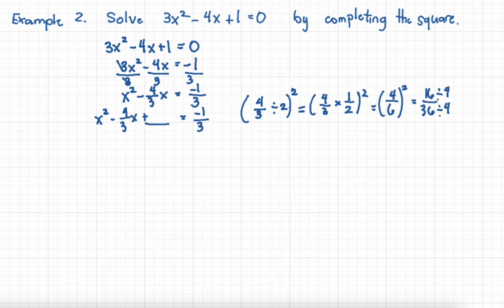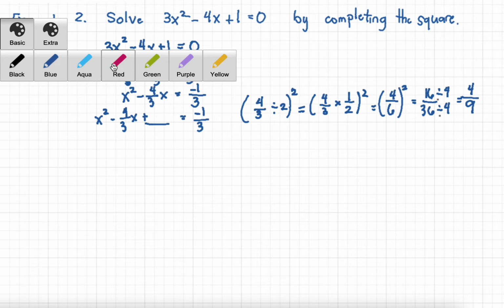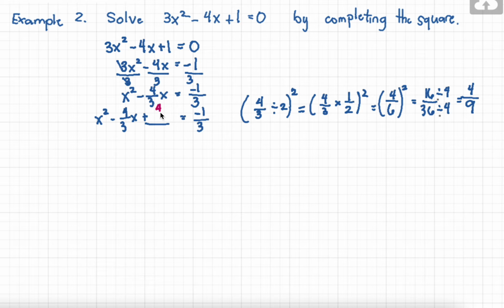Yan po ang kanilang greatest common factor. So it will be 16 divided by 4 is 4. 36 divided by 4 is 9. So, 4 over 9 na po ang ating magiging constant, okay, to make this a perfect square trinomial. So, magiging plus 4 over 9. So, again, nag-add tayo dito ng 4 over 9. We also need to add 4 over 9 dito sa kabilang side natin. So, this is already a perfect square trinomial.